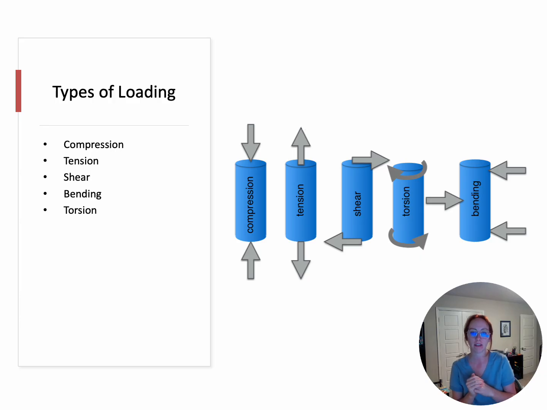And then we have torsion, which is also known as twisting, which is created when a force is applied to a structure and makes it deflect at an angle or twist. And then bending, when force is applied to a structure that is fixed on both ends, and when that force is applied, that causes it to bend.